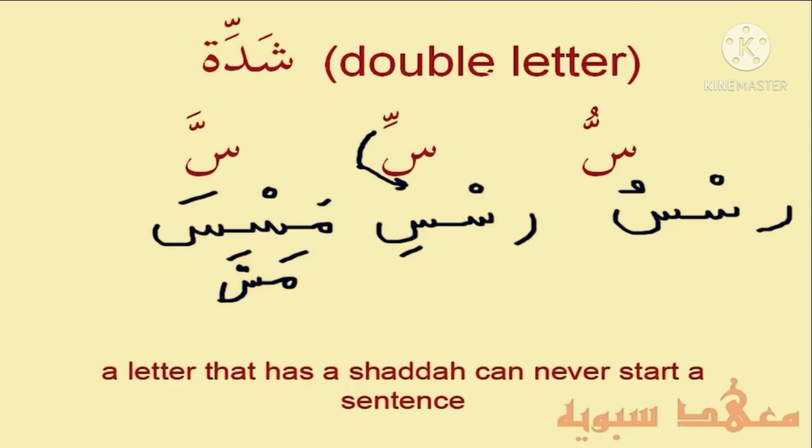Now, a letter that has a shadda can never start a sentence, as we said. That's why I put a letter that has a haraka on it. So let's put the fathas on those. So notice I put those huruf, those letters, in front, because there's no word that starts with a sin, with a sukun, or any letter that has a sukun.